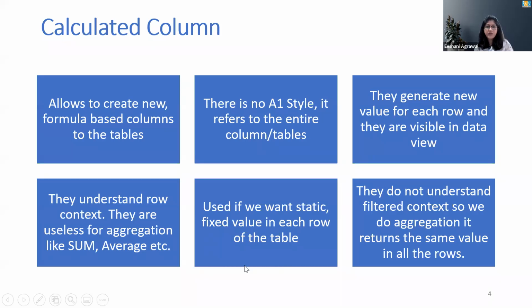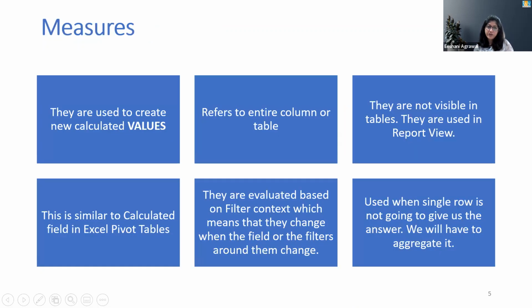Next thing was, it is typically used when we want to create a static and fixed value in each row of a table, and they do not understand the filter context, so do not aggregate. So we are not going to aggregate them. When it comes to your measures, these are used to create some values, and they refer to an entire column or table. They are not visible anywhere, and they can be used only in your report view, in your visualizations.